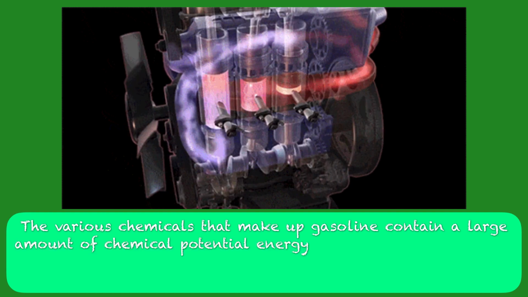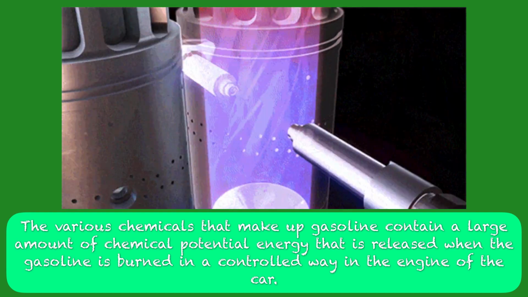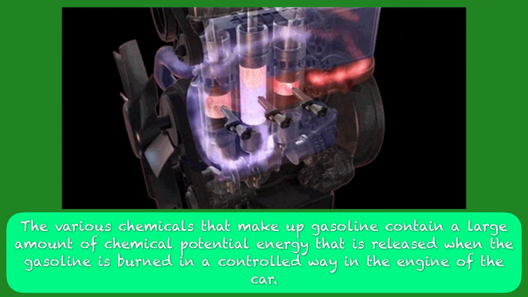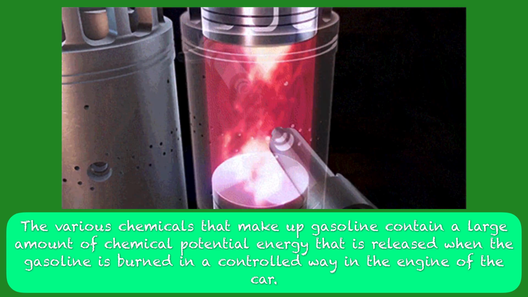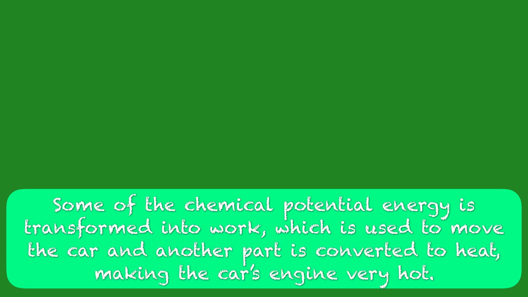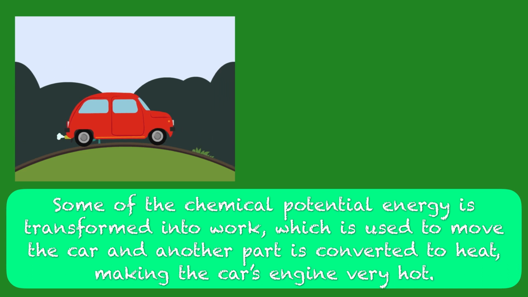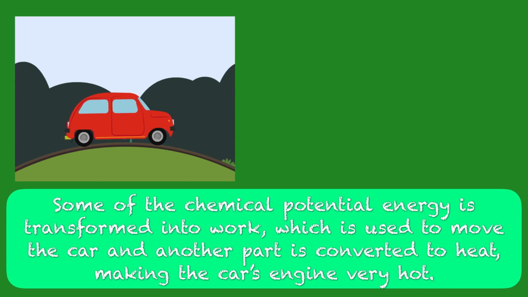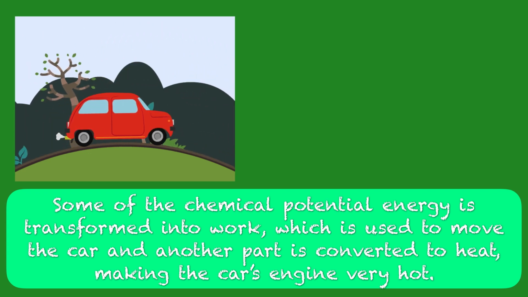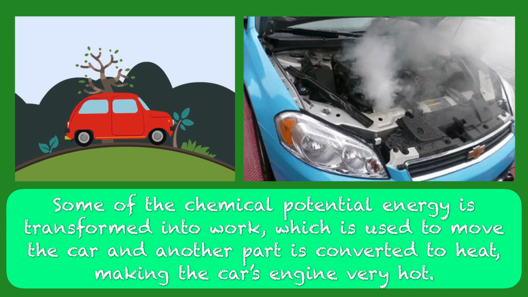The various chemicals that make up gasoline contain a large amount of chemical potential energy that is released when the gasoline is burned in a controlled way in the engine of the car. The release of that energy does two things. Some of the chemical potential energy is transformed into work, which is used to move the car. At the same time, some of the potential energy is converted to heat, making the car's engine very hot.